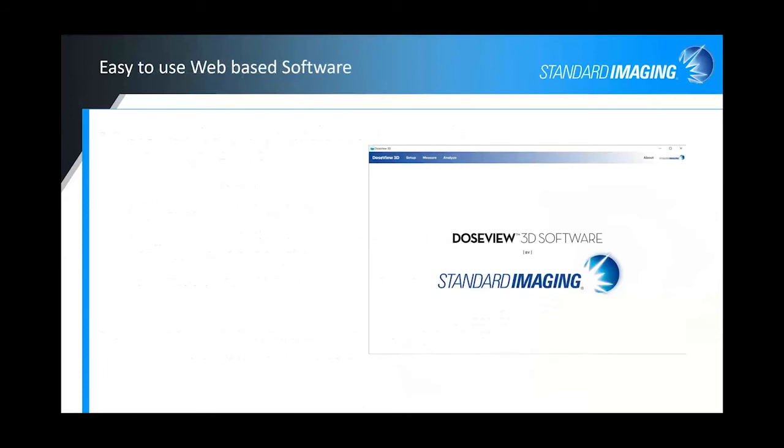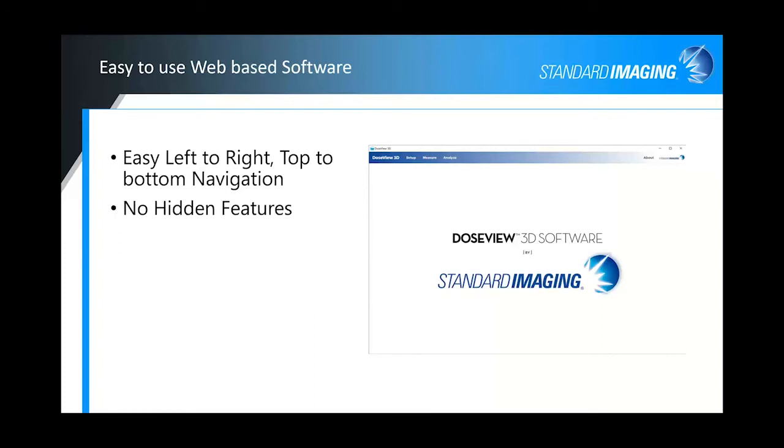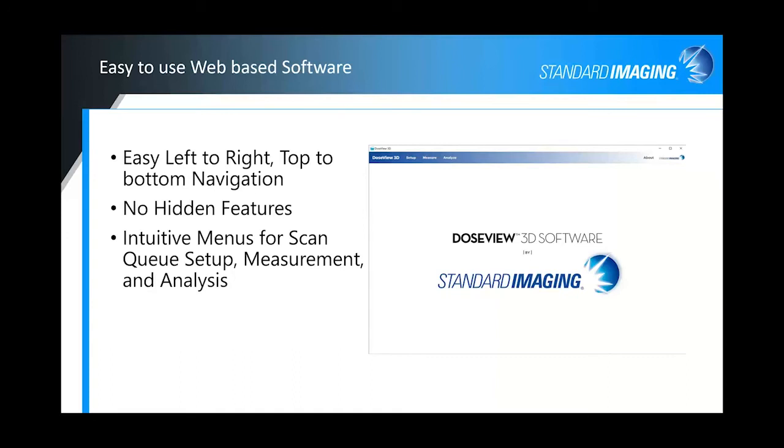And the software now, let me jump into this a little bit. Like I said, we want to make it easy, and we want to make it something that you're familiar with and can jump back into without having to relearn the whole thing. So we maintain that easy left-to-right, top-to-bottom navigation, like you're used to in any Windows environment. We have no hidden features. Everything is out in the open, and you don't have to dig for things, which is nice. Very intuitive menus for scan, queue setup, measurement and analysis. All the tools are there for you to do just that.